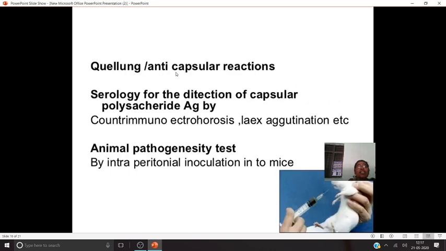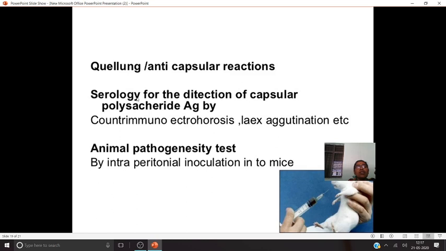So we are seeing the quellung reaction already said. In the center we are seeing the swelling because of the mixing with the antiserum. Then serology for the detection of capsular polysaccharide: agglutination by counter immunoelectrophoresis. Latex agglutination test also we are taking.